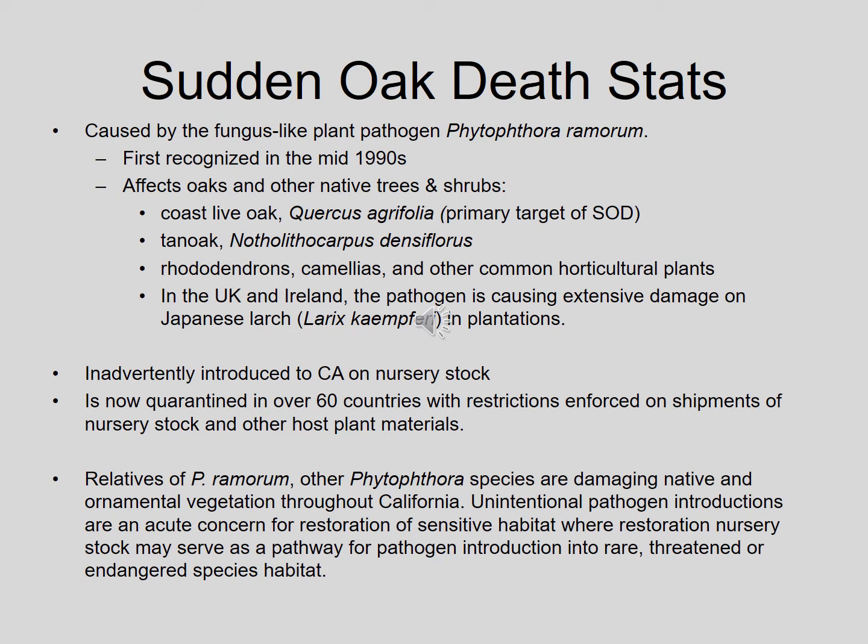Relatives of Phytophthora ramorum are also damaging native ornamental vegetation throughout California. So it's a problem, and it can also harm endangered species. But when you think about an oak woodland like we have around here in Southern California and Central Coast, if it hits a majority or even a big chunk of the coast live oaks that make up those oak woodlands, and other oaks too, then you have a habitat loss, not just a species loss. And all the things that depend on those systems, the oak woodland, are all negatively affected.